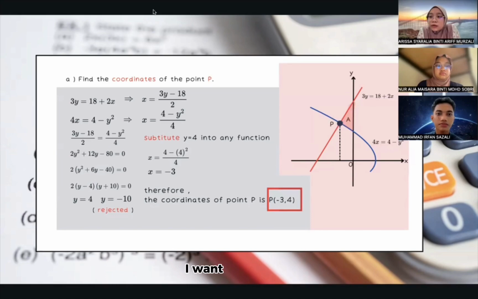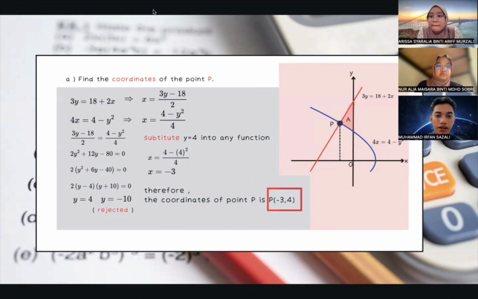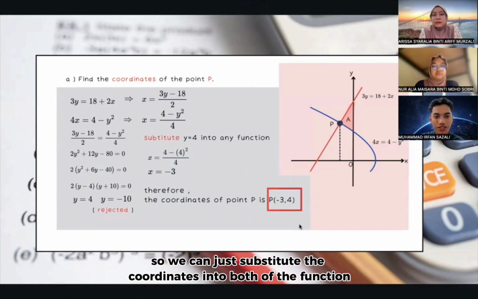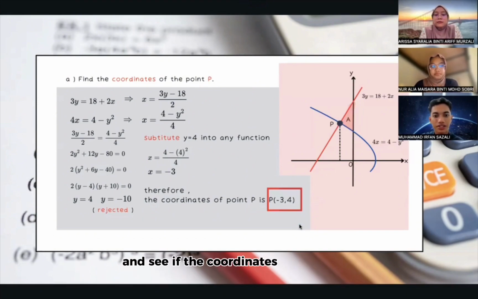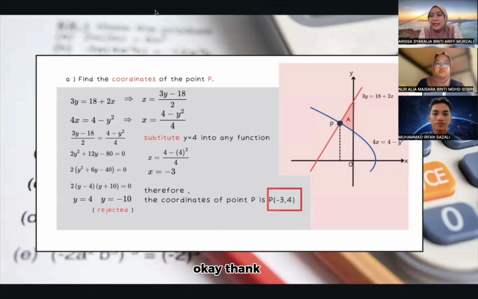Next slide. I want to ask first, how can we confirm that the coordinate of the P is correct? Thank you for the question. Since many of us are afraid that our answer might be wrong, we can just substitute the coordinates into both of the functions and see if the coordinate satisfies the functions. And if it is satisfied, then that might be correct. Okay, thank you.